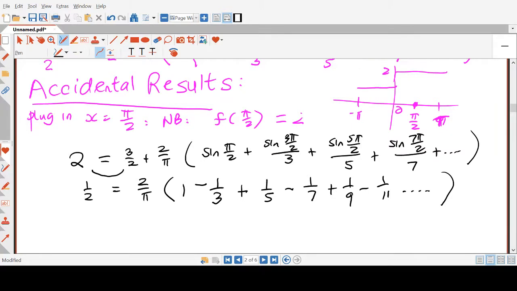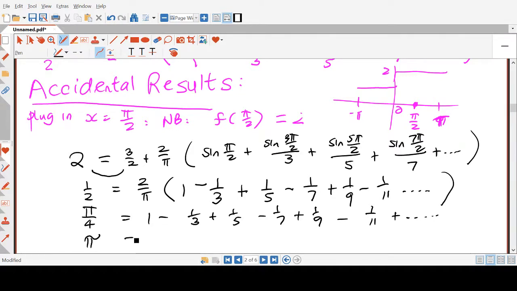Well, let's cross multiply with pi over 2. So I can get pi over 4 is equal to 1 minus 1/3 plus 1/5 minus 1/7 plus 1/9 minus 1/11 and so on. Or I can say pi equals 4 times 1 minus 1/3 plus 1/5 minus 1/7 plus 1/9, etc. What have I achieved now? I found a way to find the value of pi. And this is quite an important thing to have.